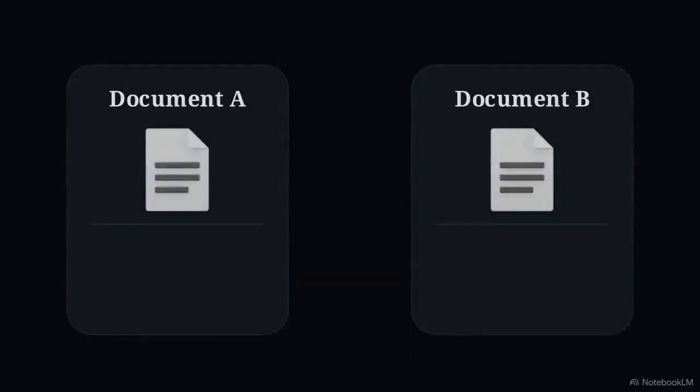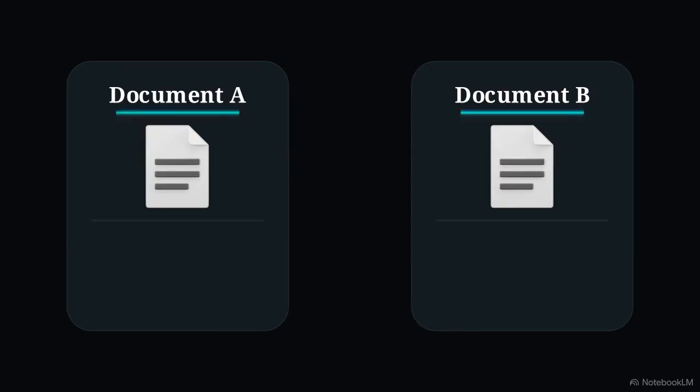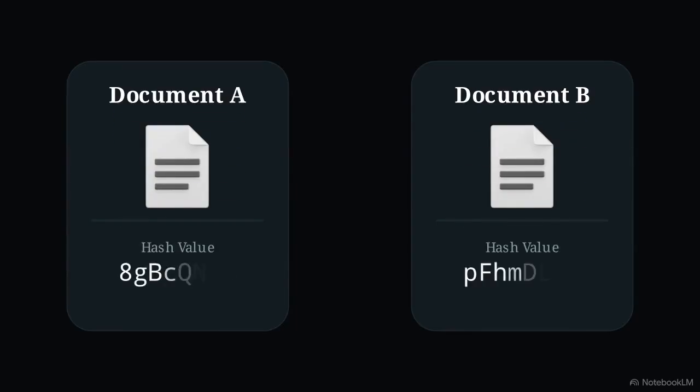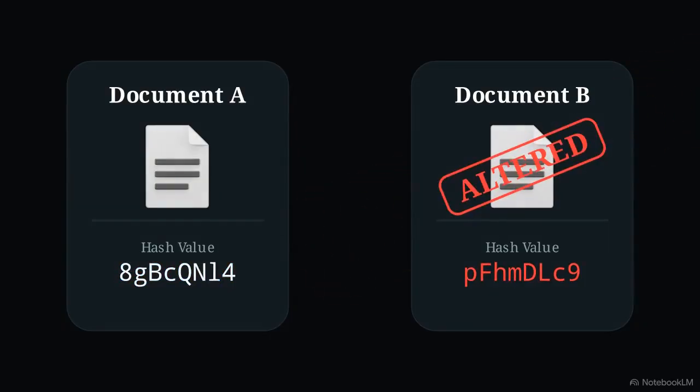File integrity checks provide the answer. Scanning a file generates a cryptographic hash, a unique alphanumeric fingerprint. If data changes by even one character, the hash changes completely. Comparing these strings provides mathematical proof that document B has been altered.